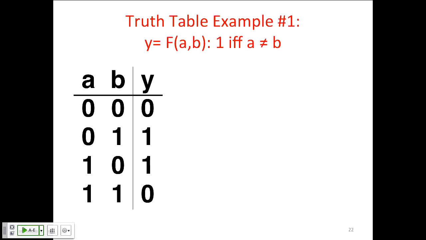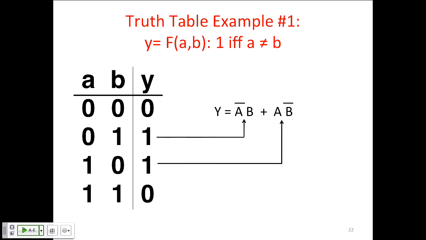Okay, let's try and build this. Look at this example. This is a truth table for a very simple logic function, and this tells you the output is a 1 if A is not equal to B. So if A and B are both 0, the output is a 0. If A is a 1 and B is a 1, the output is 0. But if they're different, then you get a 1 on the output, okay?